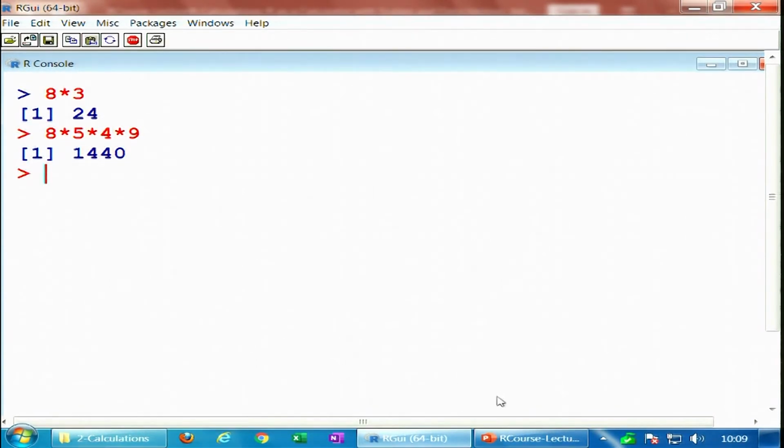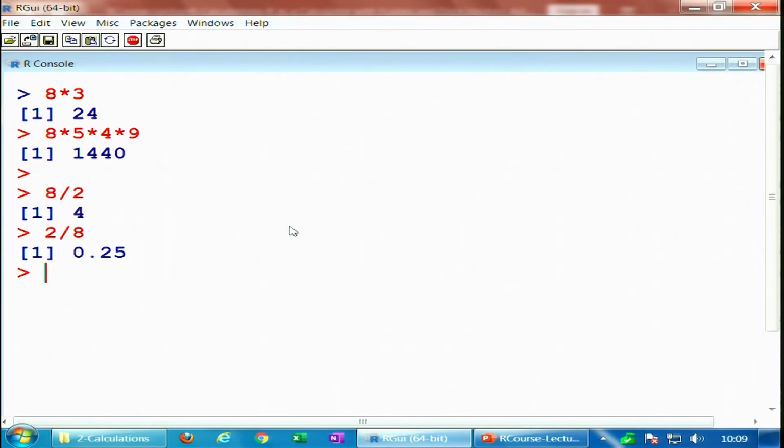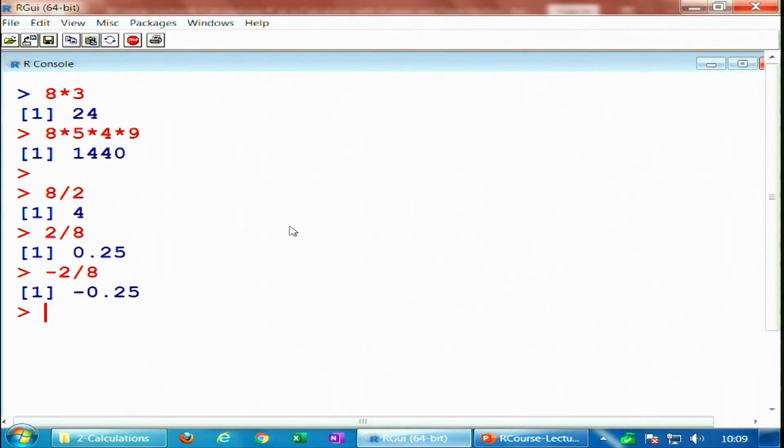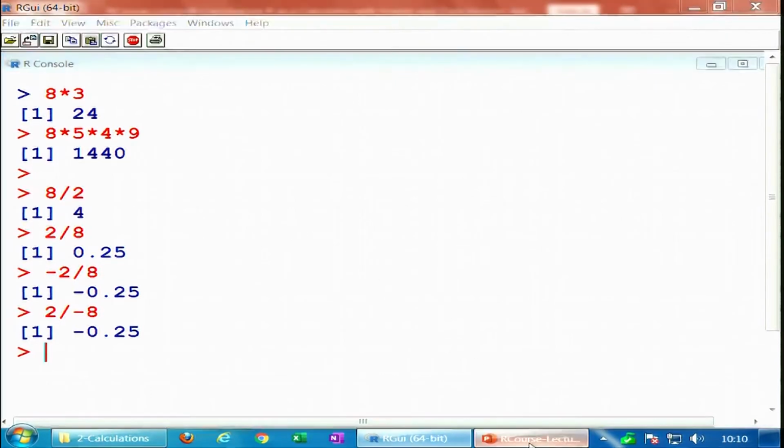Okay. So, after this I look at the division part also. For example, if you want to divide 8 divided by 2, this is 4, and similarly if you divide 2 divided by 8, this will be 0.25. If you divide minus 2 by 8, the answer is minus 0.25, and so on. So, let us see what happens if you try to say this divided by minus 8. So, you can see that it can handle this also. Yeah, it can handle the brackets also.